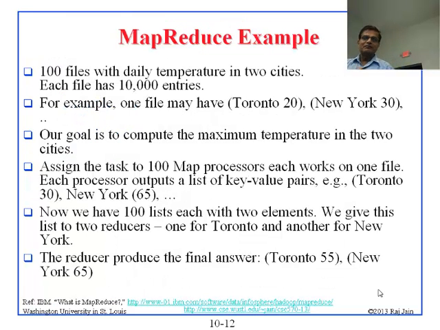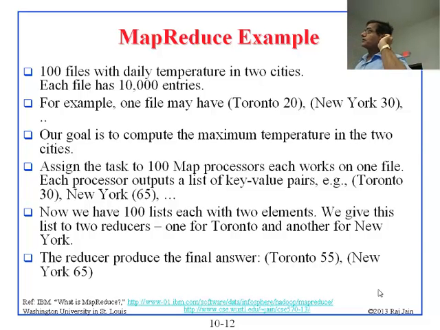All right. So here's an example actually. What you asked is just coming up. 100 files with the daily temperature in 2 cities. Each file has 10,000 entries. So this is big data now, because we took the temperature every second or so, in 2 cities. So for example, one file may have Toronto 20 and New York 30. That's the city name, and this is the temperature. And on and on. So the 2 sensors are sending us the temperature data and we are just putting it in the file. So these are the key value pairs.